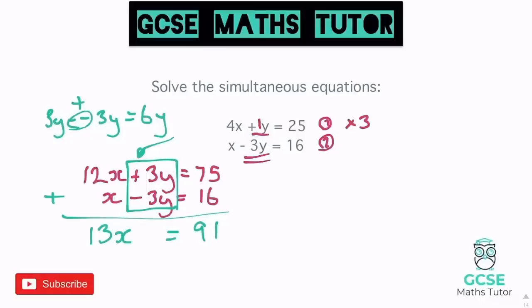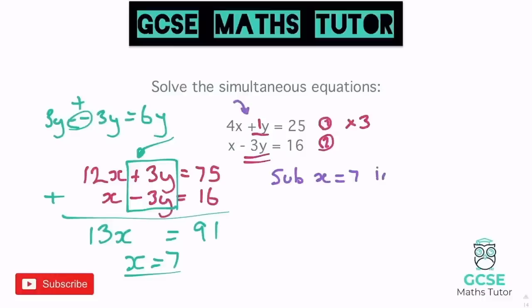If we divide both sides by 13, we get x equals 7. Now when it comes to simultaneous equations, we have to not just find the value of x, but we also have to find the value of y. So what I'm going to do is sub x equals 7 into any of these equations that we've got written down. I'm just going to have a look at the start. I think this one's going to be the easier one for me, just because it's got a plus symbol.